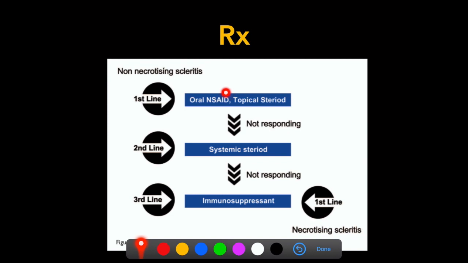So start the patient on oral NSAID first. If not responding, go to systemic or oral steroids or IV steroids accordingly. Still not responding, go for immunosuppressant. But understand, in necrotizing scleritis, the first line is immunosuppressant. That is the most important thing, because you want to hit that inflammation hard and fast.